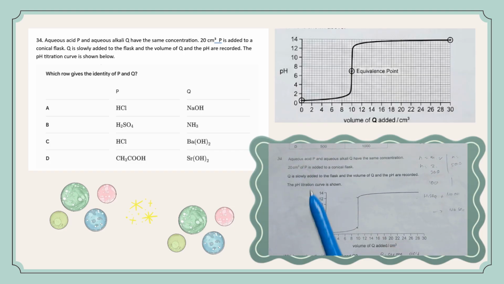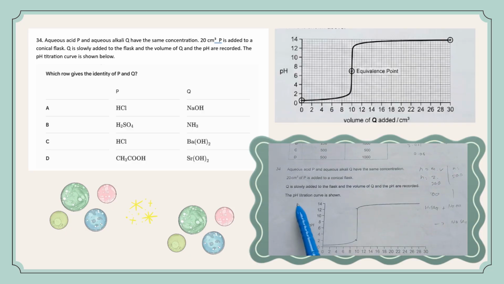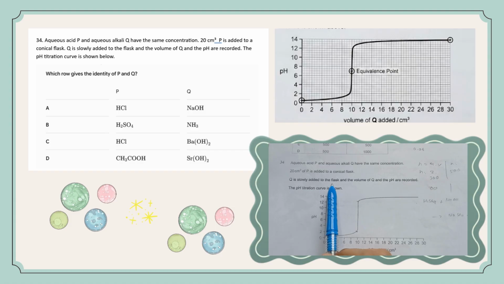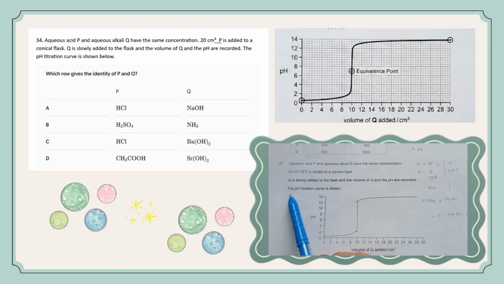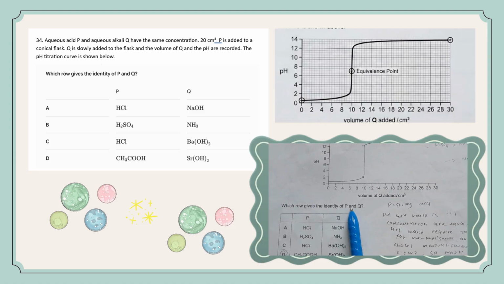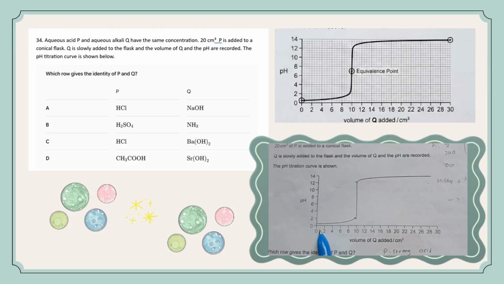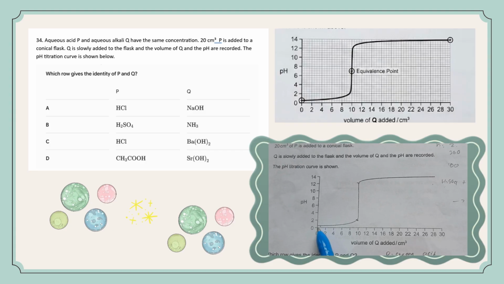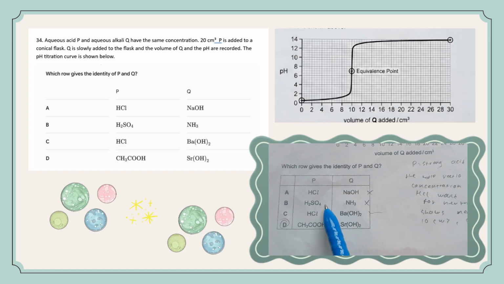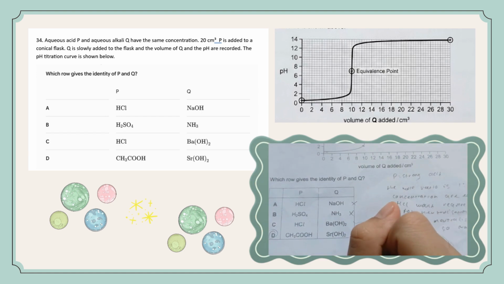For number 34, aqueous acid P and alkali Q have the same concentration. 20 milliliters of P is added to a conical flask. Q is slowly added to the flask, and the volume of Q and the pH are recorded. The pH titration curve is shown. Which row gives the identity of P and Q? Let's identify this first. We know that P is a very strong acid because it starts from 1. This is a very strong acid, and the option is hydrochloric acid, and this one is a weak acid, so let's just not count this.